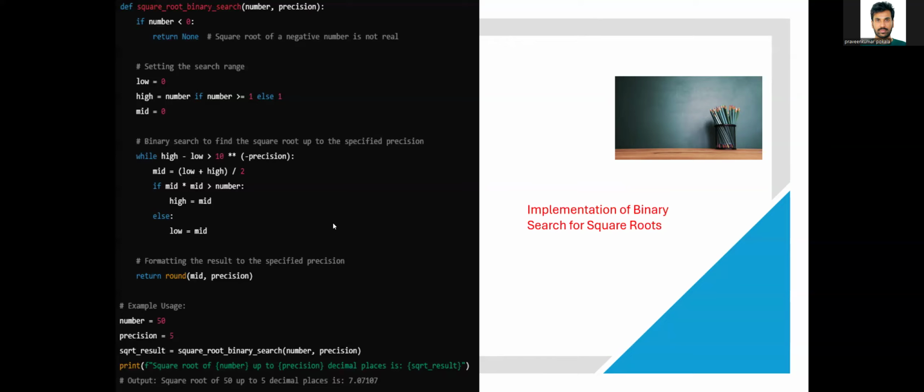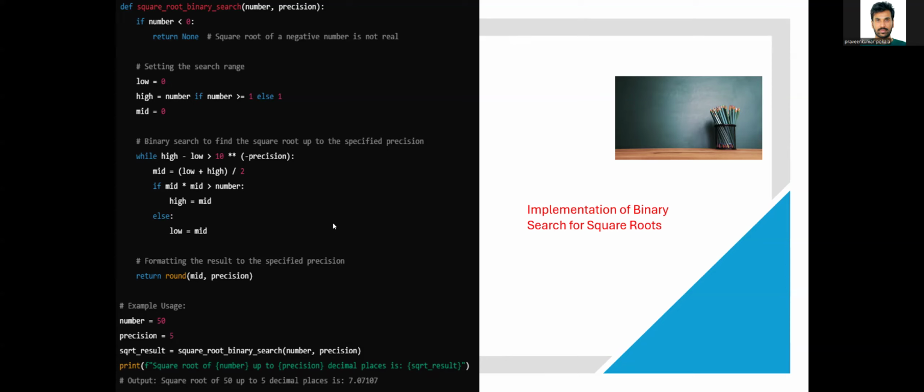Similarly, we set the initial search range, low to high. If the number is more than 1, the number itself is the high range. Otherwise, if it is less than 1, it is 1. Mid is initialized with 0. And the entire logic is found over here.